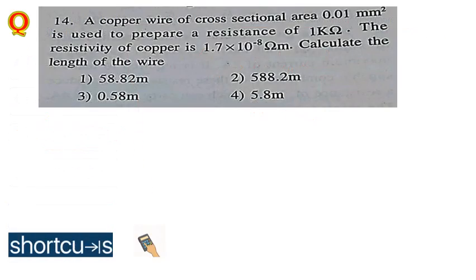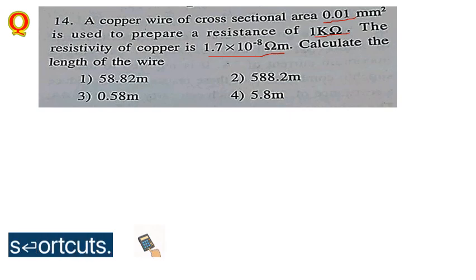The next problem: a copper wire of area of cross section 0.01 millimeter square is used to prepare a resistance of 1 kilo ohm, that is about 1000 ohm. 1 kilo means 1000 ohm. The resistivity of copper, rho, they have given as 1.7 into 10 power minus 8 ohm meter. Calculate the length of the wire. What they are asking here is the length of the wire, the L value.